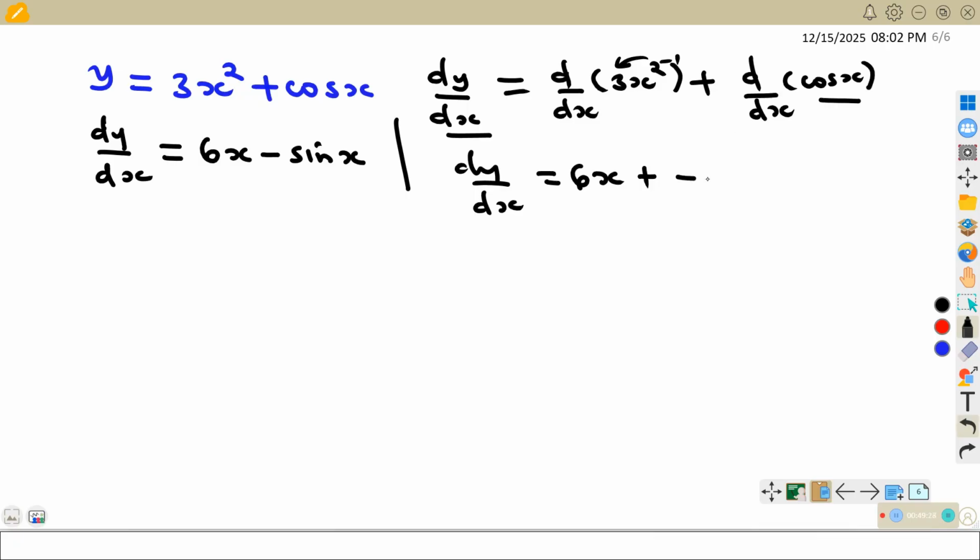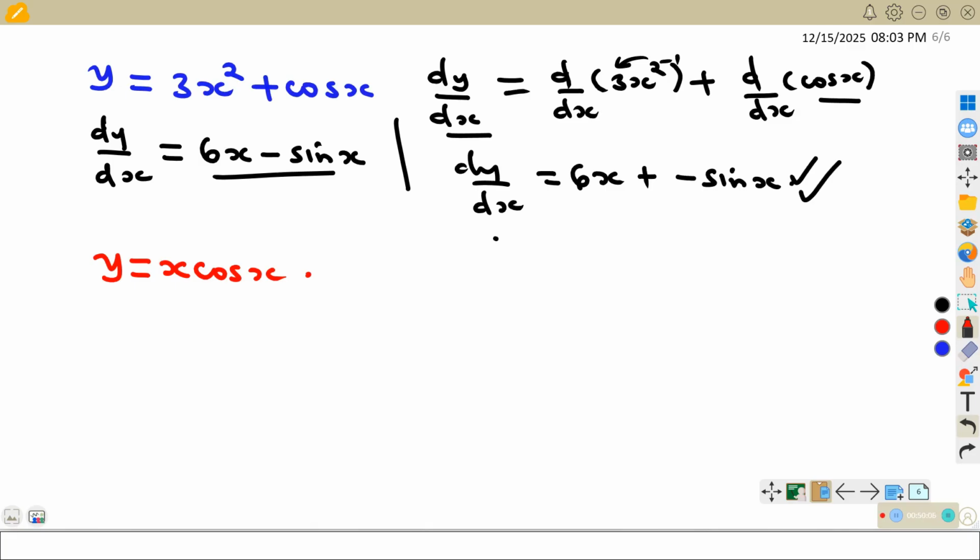We said you get negative sine of x. So in other words, dy dx is 6x minus sine of x, as she has clearly put it. So that is what you get when you differentiate that. So you need to know what you get when you differentiate tan, cos, and sine, because some of the expressions can be like this: differentiate y equals x cos of x.